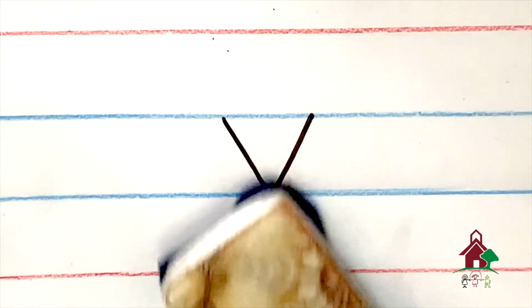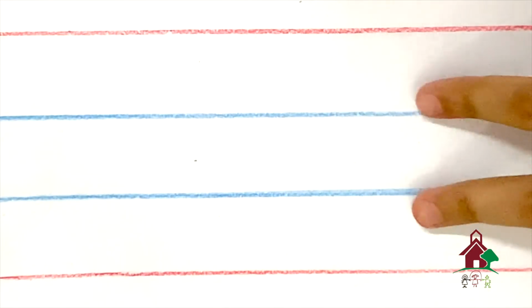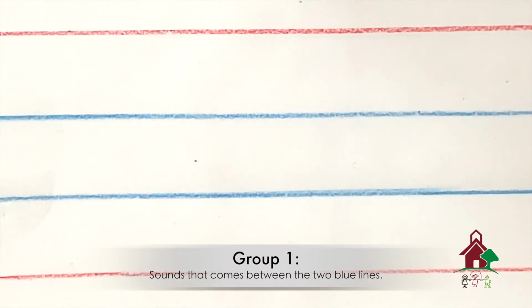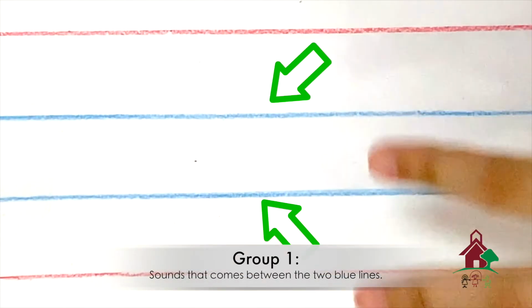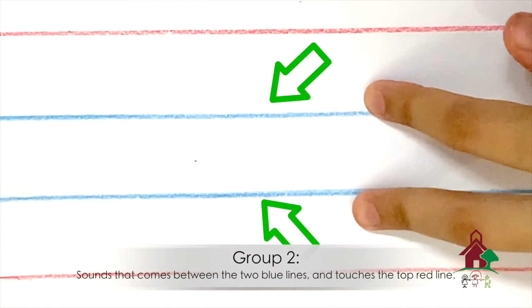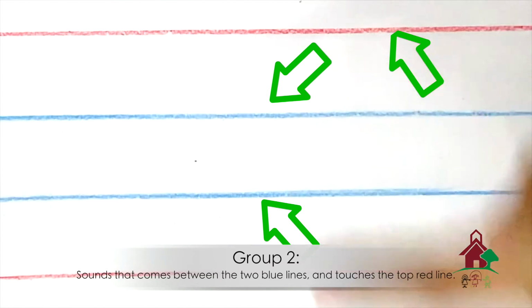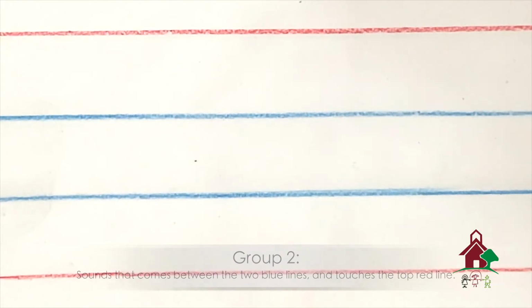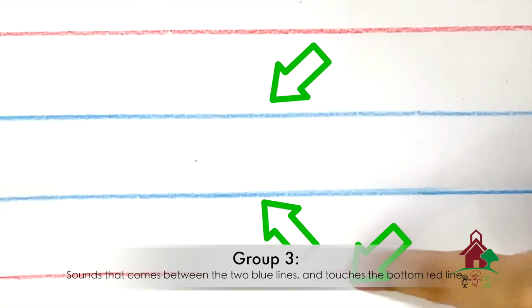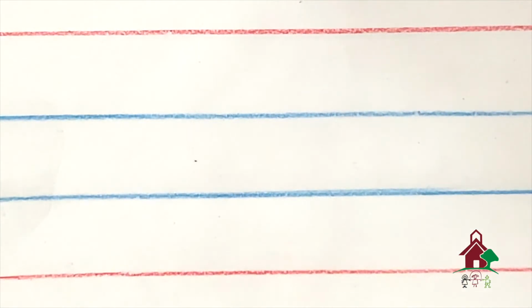So these were the sounds that come between the two blue lines and bottom red line. We have three groups. First group are those sounds which come between the two blue lines. Second group, those sounds which come between the two blue lines and touch the top red line. And lastly, a group where the sounds come between the blue lines and touch the bottom red line. Now we have one sound which does not belong to any of the groups.